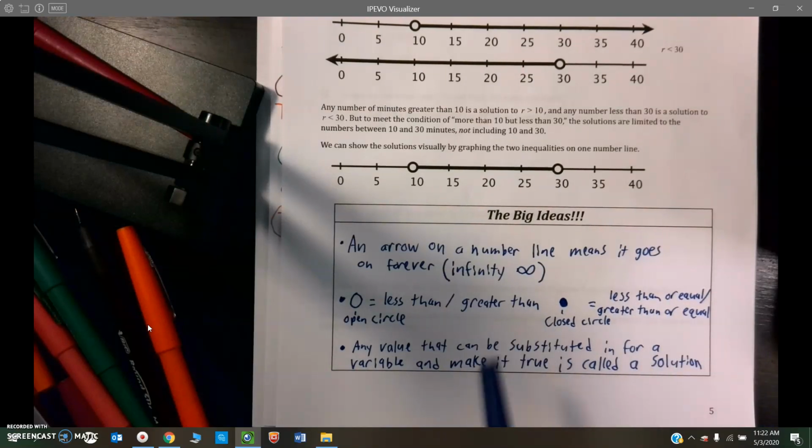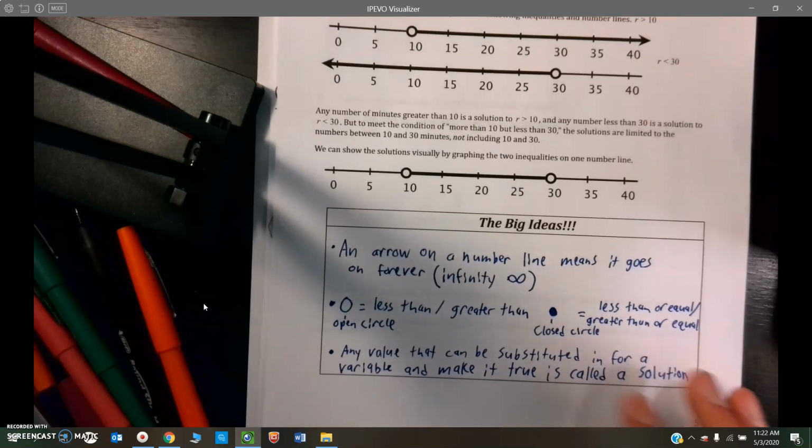And also, any value substituted in for a variable that makes something true is called a solution. All right, so make sure you copy that all down and get started on your practice problems.